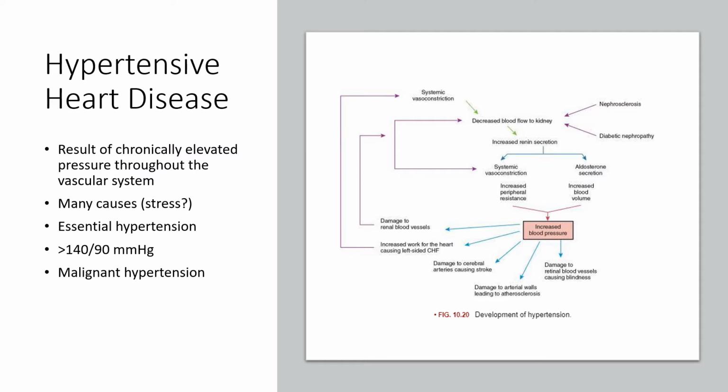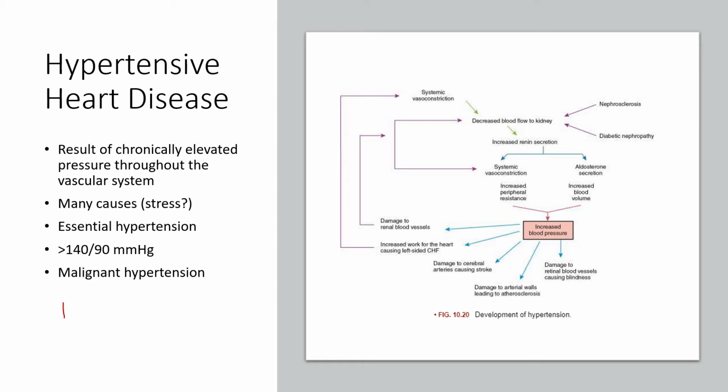Hypertensive heart disease is the result of chronically elevated pressure throughout the vascular system. Atherosclerosis, arteriosclerosis, renal disease, and any other condition that creates increased vascular pressure can actually cause the heart to work harder as it has to pump against this new increased resistance.